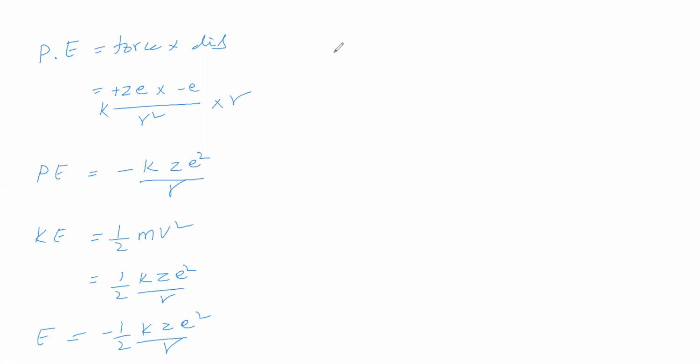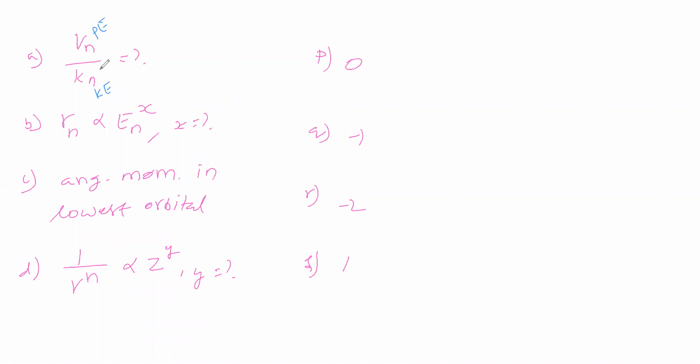Now they are asking potential energy by kinetic energy. So potential energy is minus k z e square by r. Kinetic energy is 1 by 2 k z e square by r. So what is the ratio? You know it. We can say the ratio of potential energy by kinetic energy is so and so.